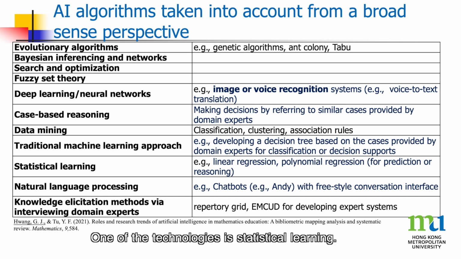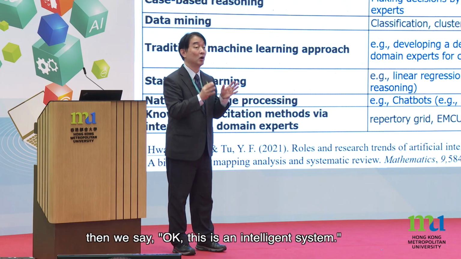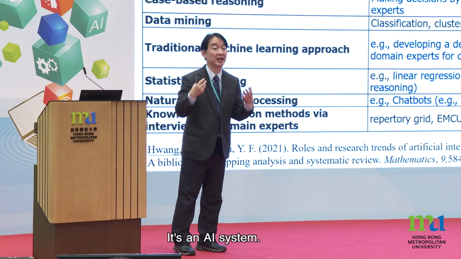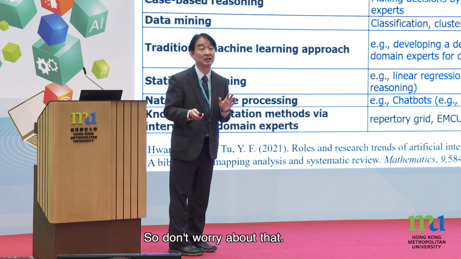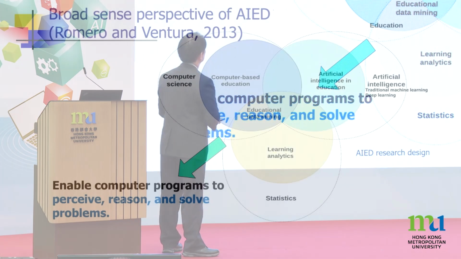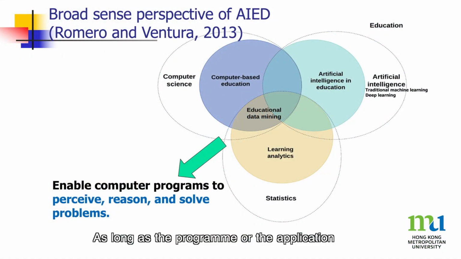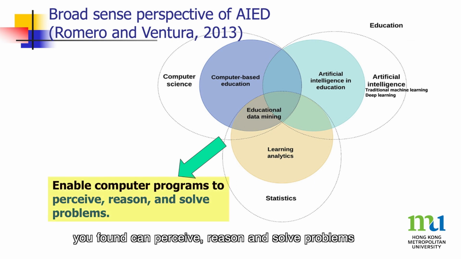There are lots of technologies that can be used to implement AI systems. One of the technologies is statistical learning. If you use some statistical methods to make some inference, some prediction, or some judgment, then we say, okay, this is an intelligent system, it's an AI system. So don't worry about that. As long as the program or the application you found can perceive, reason, and solve problems like human beings, then we say that's an AI system.